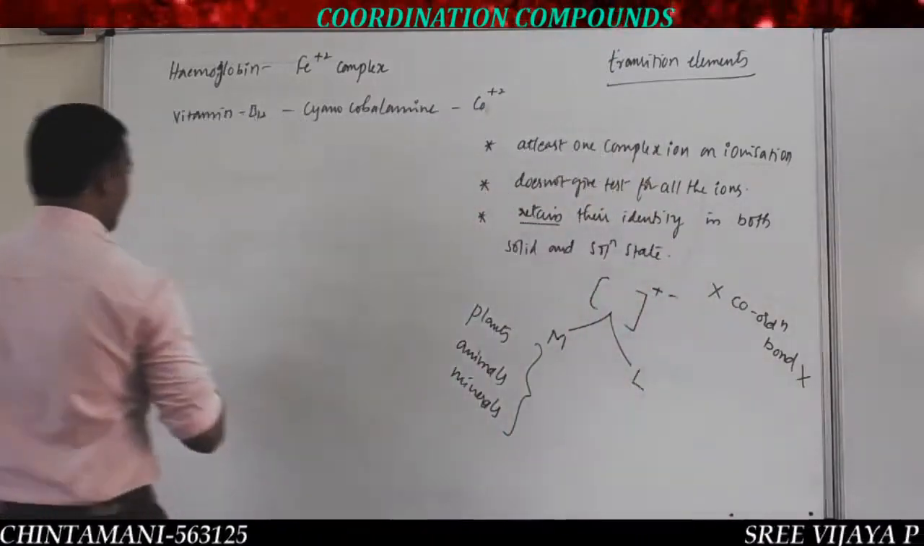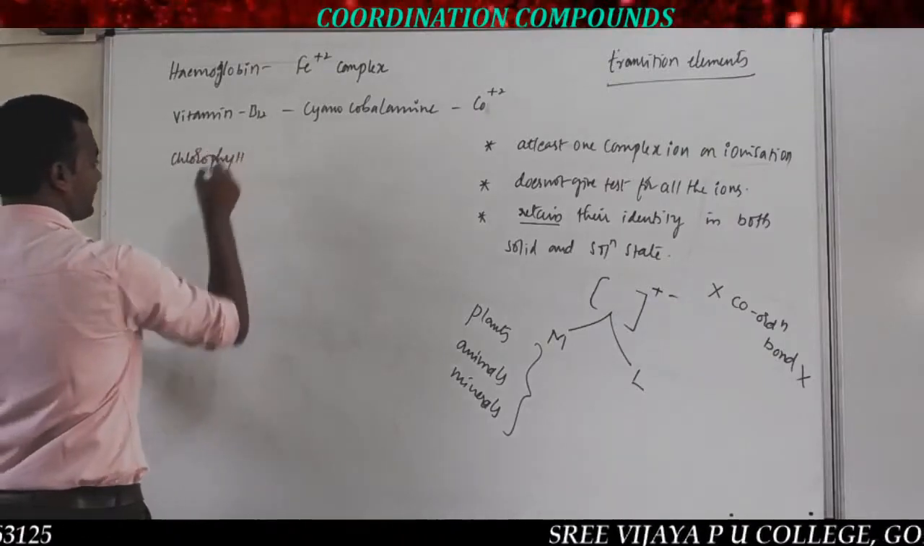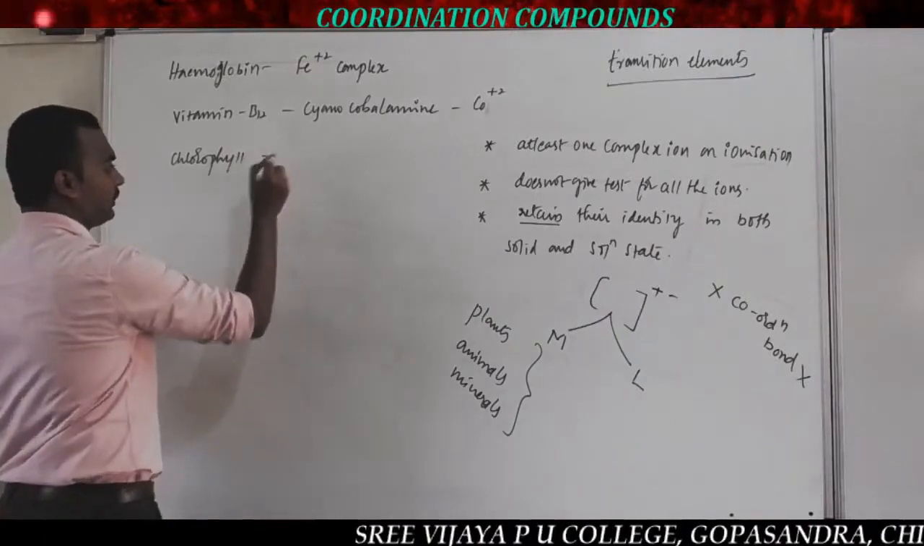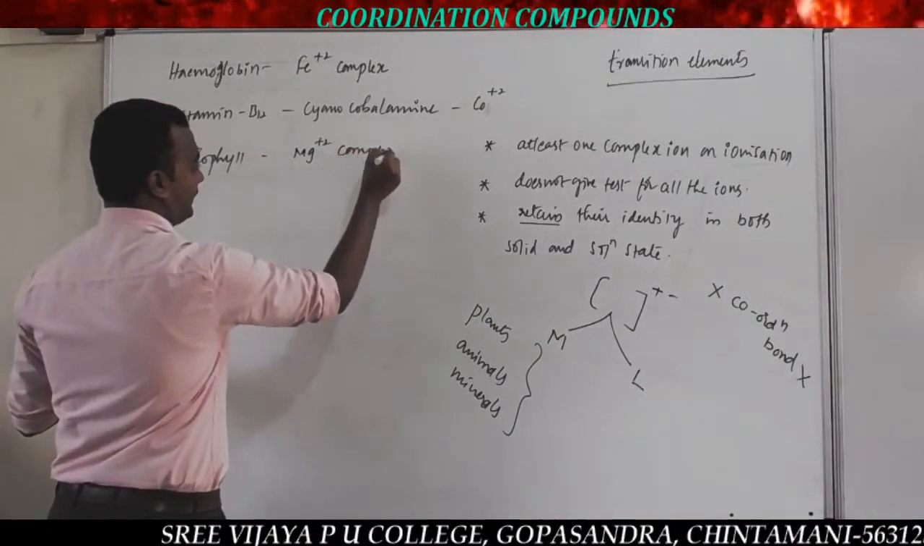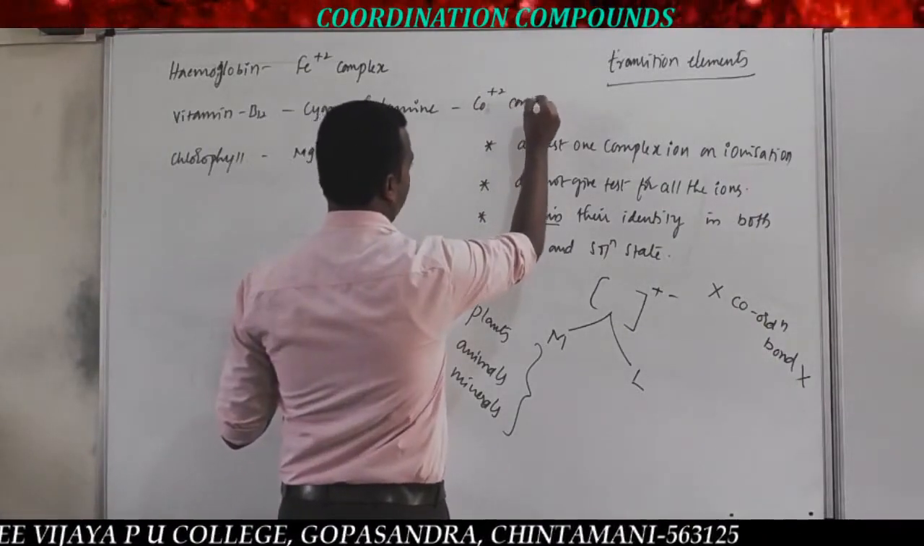And one more is chlorophyll, that is present in plants. Very important role in photosynthesis. And chlorophyll is a magnesium plus 2 complex. Cyanocobalamin is the cobalt plus 2 complex.